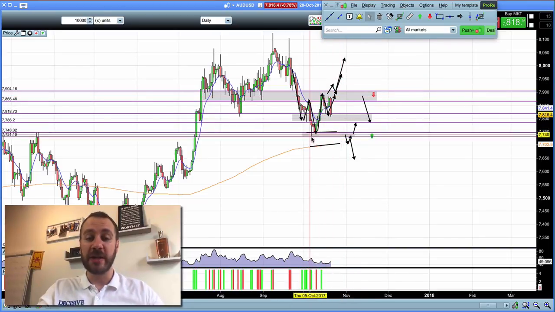If we started to break down below this level, we'd just be confirming that on the double top pattern, we'd pulled back to retest at the resistance area, and we were once again breaking down, and we would start to look for that stronger move down. Whilst in between, we are just looking at this as though in a range.